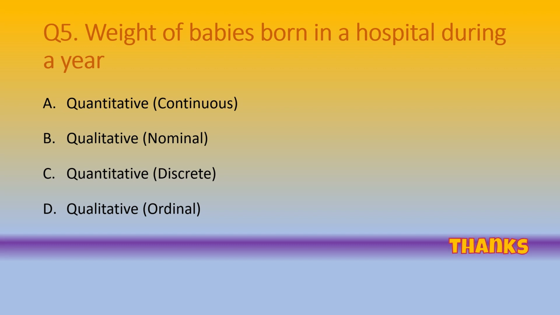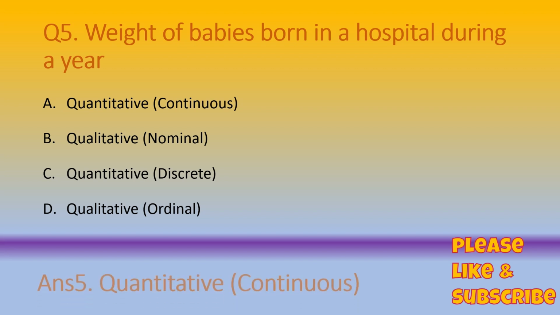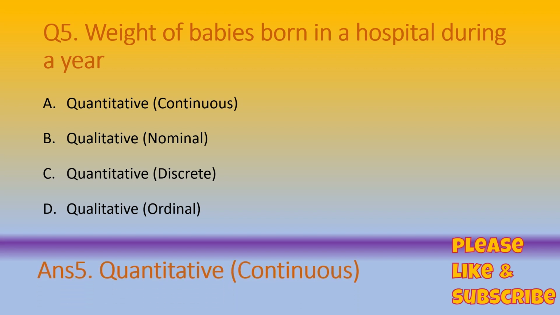Question 5. Weight of babies born in hospital during a year. The option A, quantitative continuous. Option B, qualitative nominal. Option C, quantitative discrete. Option D, qualitative ordinal. The answer is quantitative continuous variable.